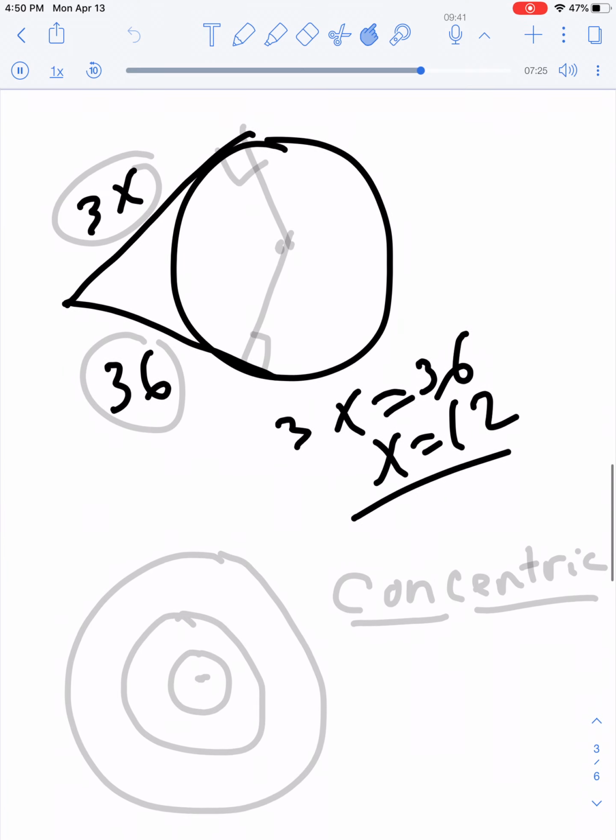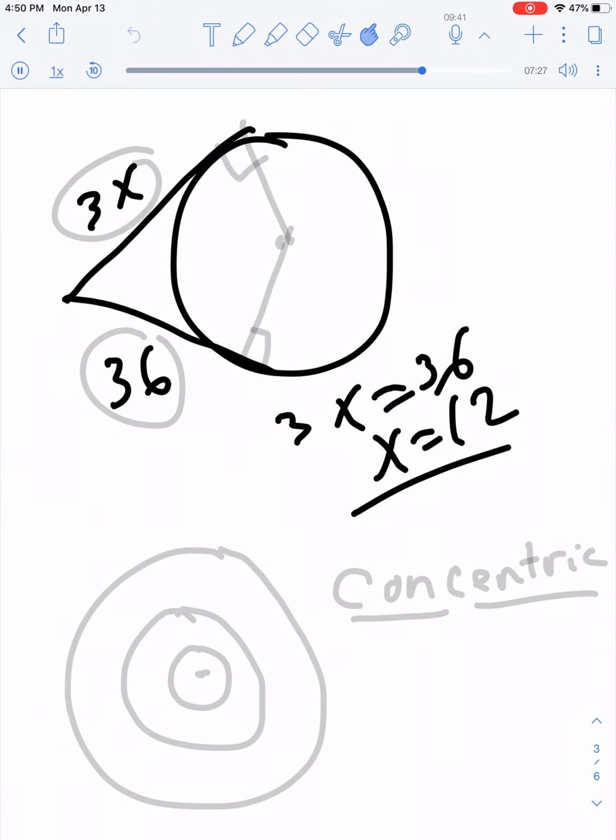So the two important things in this section are that common tangents, this is called a common tangent, are always equal. These two would be equal, and that tangents are always perpendicular to the radius. That's the most important thing in this section 10.1, because that gives you right triangles.